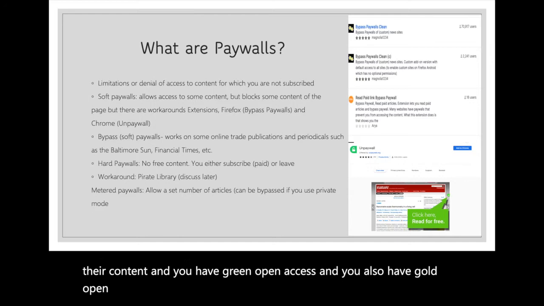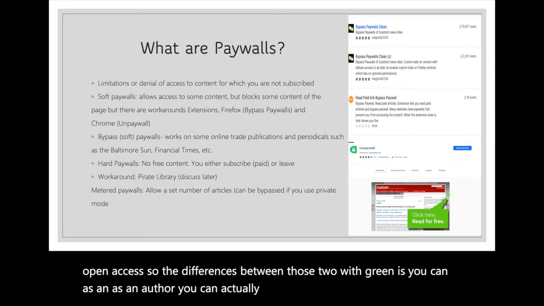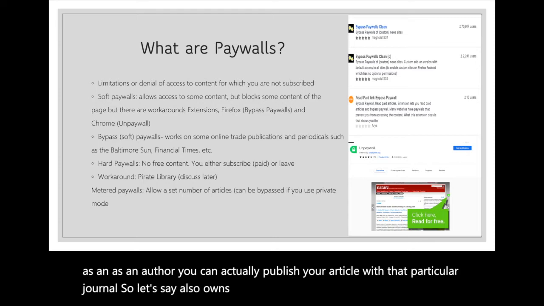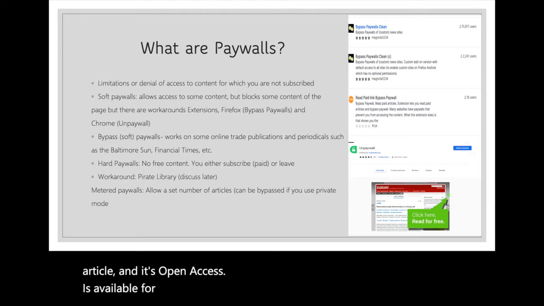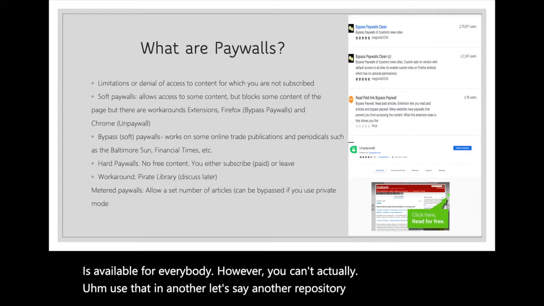The difference between those two: with gold, as an author, you can publish your article with that particular journal. So let's say Elsevier owns that journal. You can publish within that journal, and it's open access. It's available for everybody. However, you can't actually use that in another repository. But with green, you can actually do that.